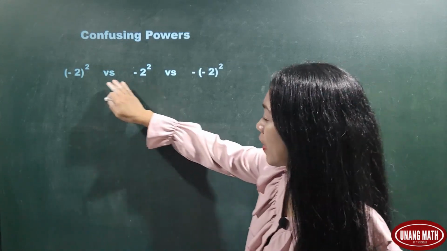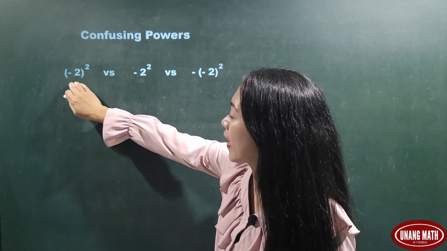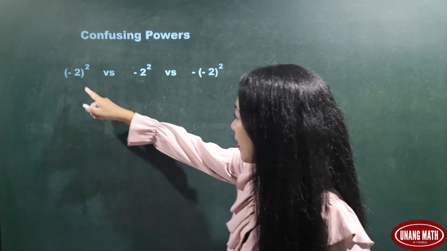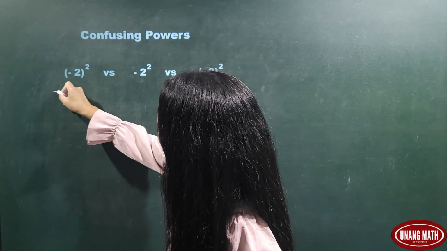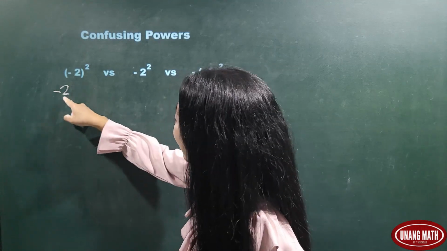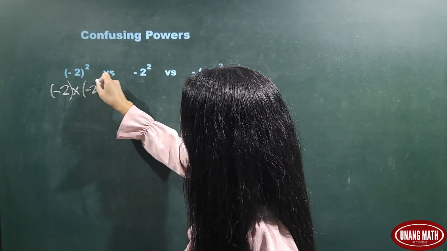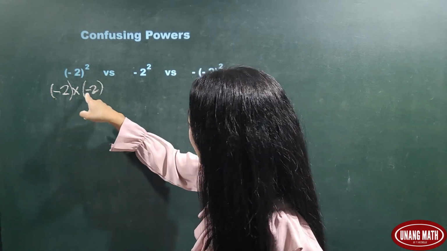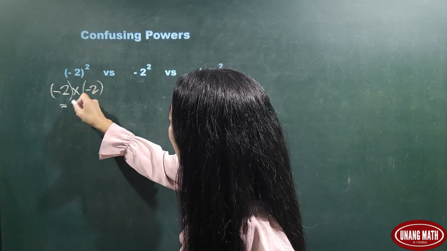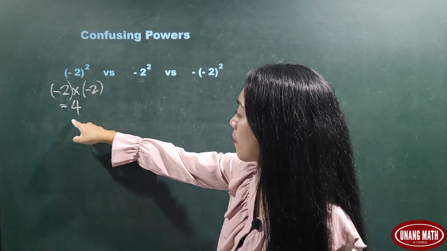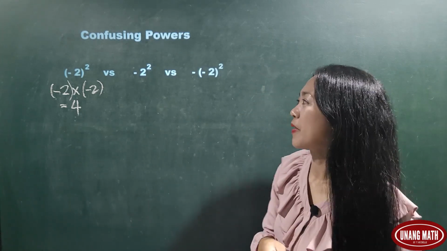Okay, I will explain first this first number, negative 2 inside the parenthesis raised to the power of 2. This means that we need to multiply negative 2 by itself 2 times. So this is negative 2 times negative 2, and this is equal to positive 4, because a negative number times a negative number, the answer is a positive number.